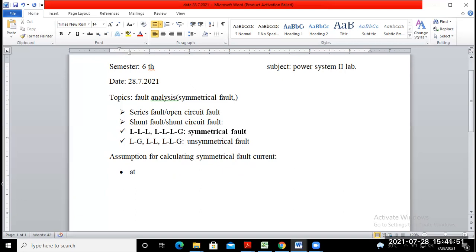So at the time of fault, just assume that the system is operated at no load.